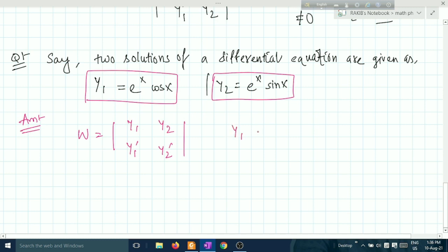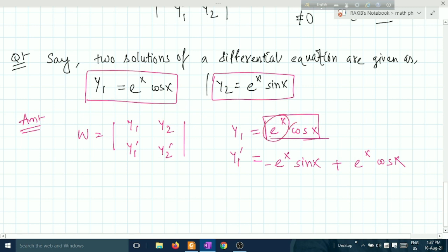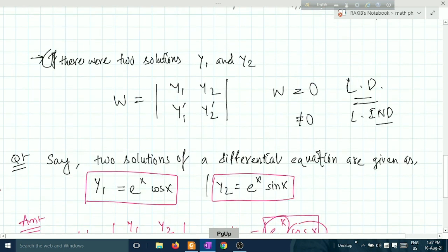So first, y1 is e to the power x cos x. Therefore y1 prime will be, differentiating this, e to the power x sin x with a minus sign, and another term, a conventional uv differential, plus e to the power x cos x. First differentiate this by taking the other as constant, and second vice versa. And y2 is e to the power x sin x. Therefore y2 prime will be e to the power x cos x plus e to the power x sin x. Put these things in the Wronskian.